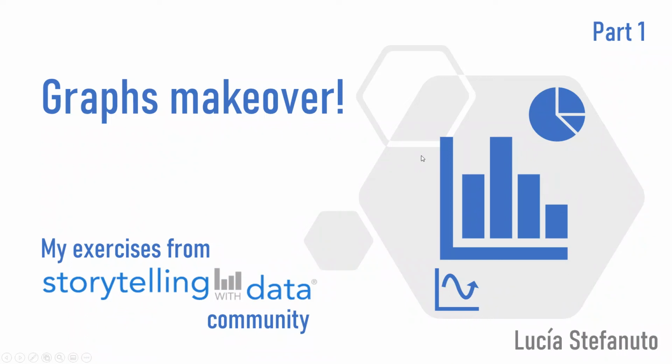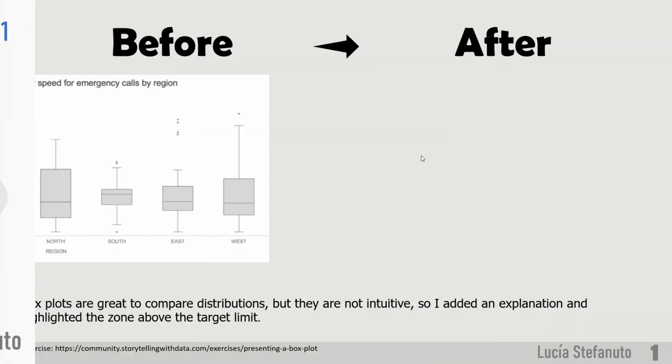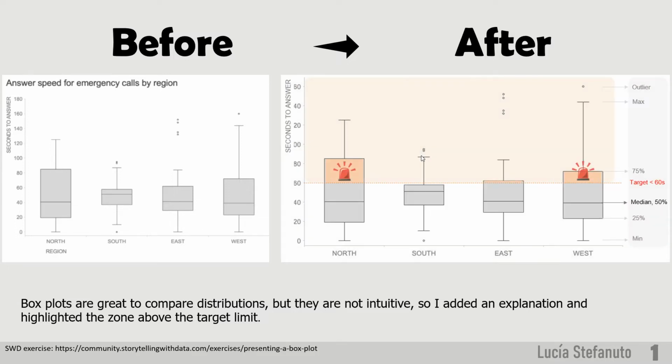Hello everyone. I wanted to make a video explaining why I chose certain improvements from these graphs that I have made a makeover. So let's start with this one. It is a box plot, very specific for statisticians. Not everyone knows how this graph works or what each part of it is. So the first thing I did was to incorporate an explanation of each part of the graph.